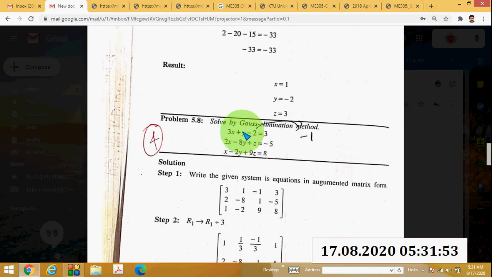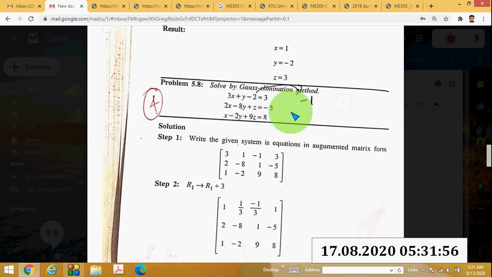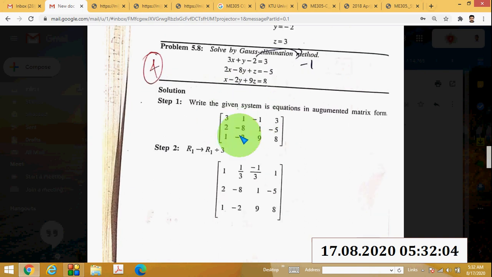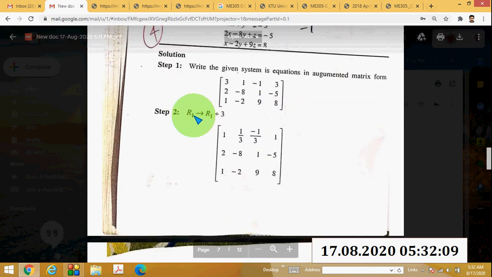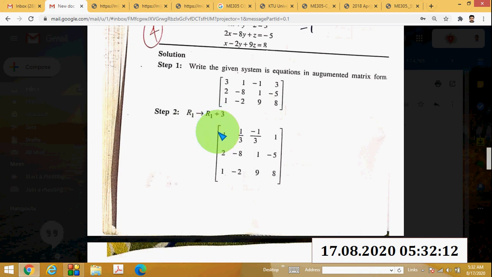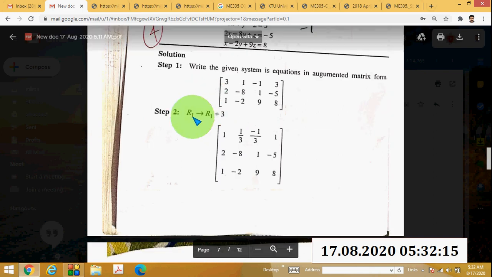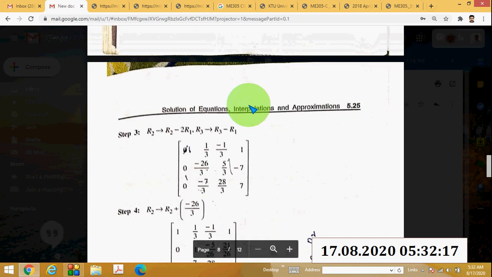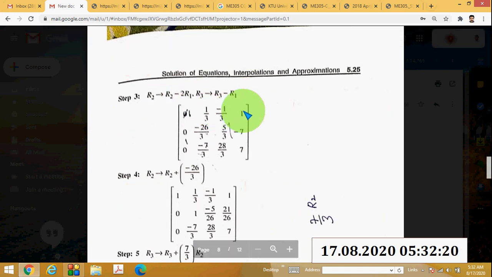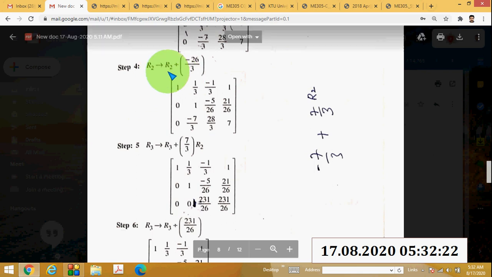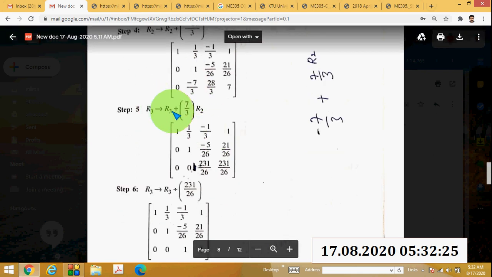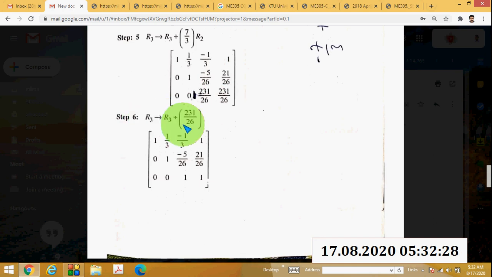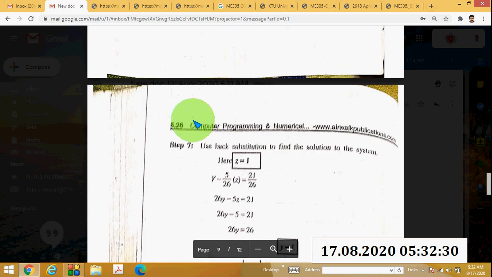Then another equation: 3x plus y minus z is equal to 3, 2x minus 8y plus z is equal to minus 5, and x minus y plus 9z is equal to 8. First you have to write the augmented matrix, that is the coefficient matrix. Then you have to give the row transformations. First is R1 tends to R1 divided by 3, then R2 tends to R2 minus 2 R1, R3 tends to R3 minus R1, R2 tends to R2 divided by minus 26 by 3, R3 tends to R3 plus 7 by 3 R2, R3 tends to R3 divided by 231 by 26.